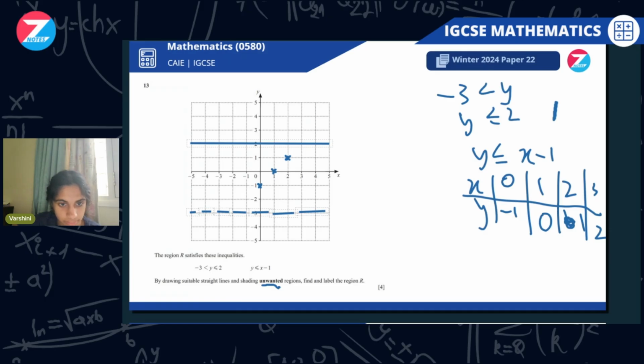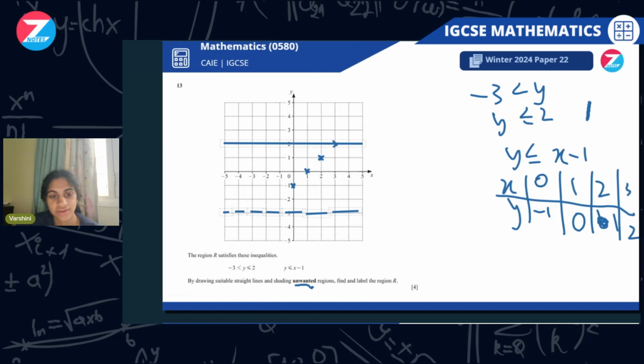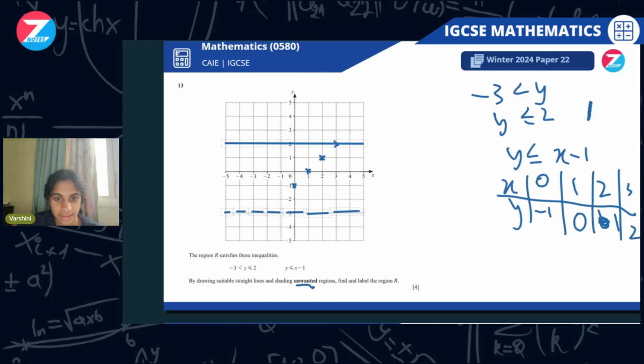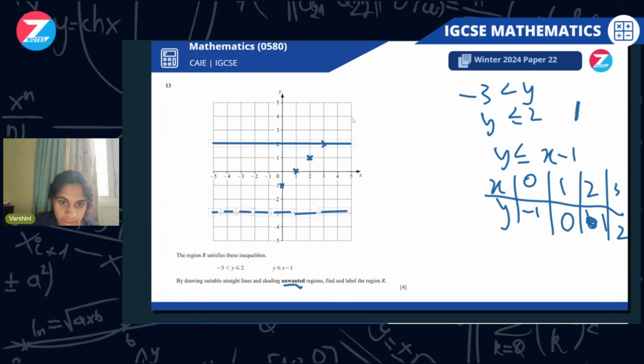So it's going to be up here. Okay, so now we have enough points. We can just draw the line. Just pass your line straight through all your points. It should look like this. And again, this is not a dotted line because it's smaller than or equal to.